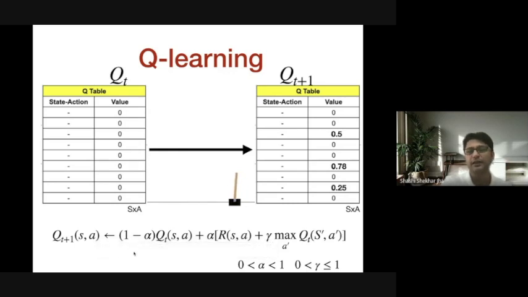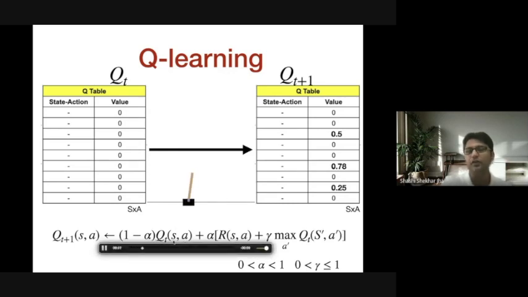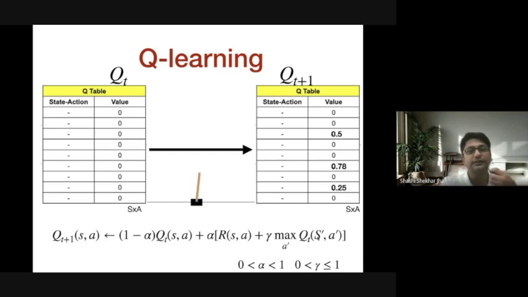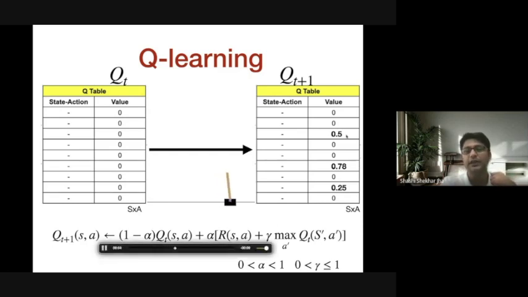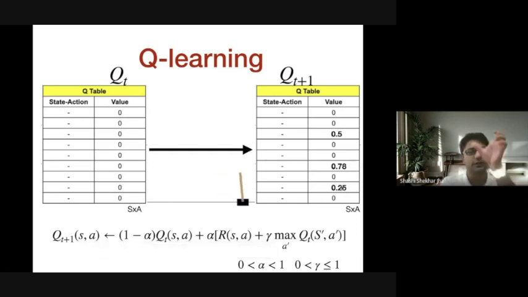So with 1 minus alpha, we keep the same Q value of our current state and action pair. And with alpha, we add whatever reward we got and the maximum Q value of the next state. What is the effect of this? Well, it will update some of the Q values in the Q table.